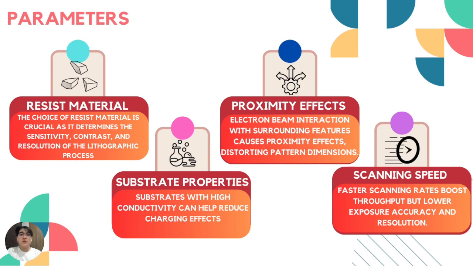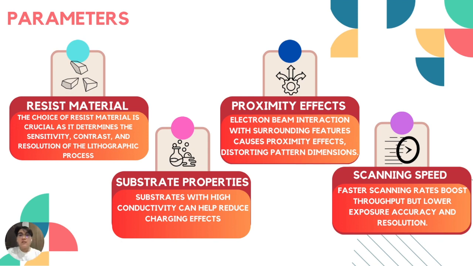The resist material chosen is critical, since it controls the sensitivity, contrast, and resolution of the lithographic process. Another factor to consider is proximity effect, which occurs when electron beam interaction with adjacent features distorts pattern dimensions, demanding careful mitigation techniques. The substrate quality also plays a role, with high conductivity substrates aiding in the reduction of charging effect.